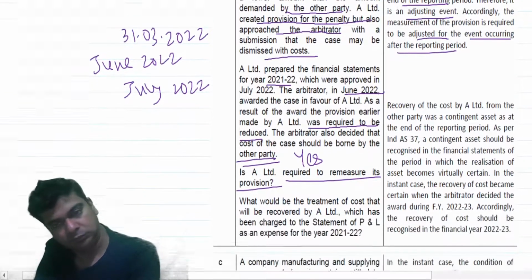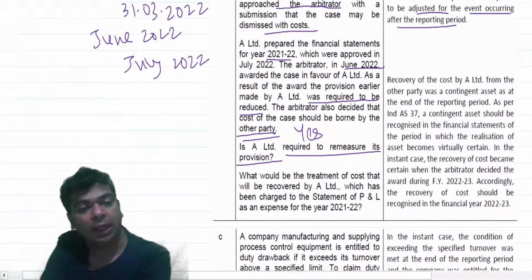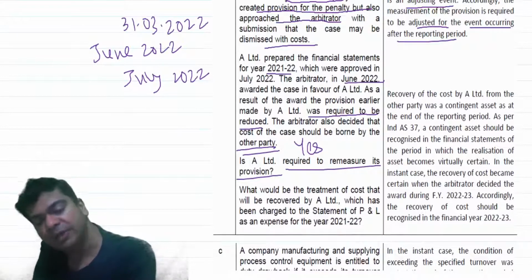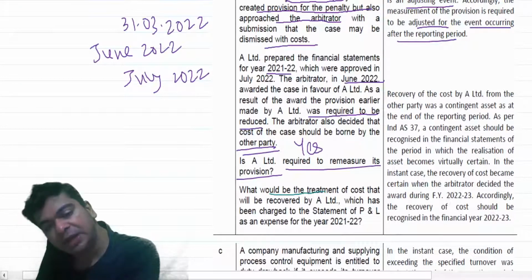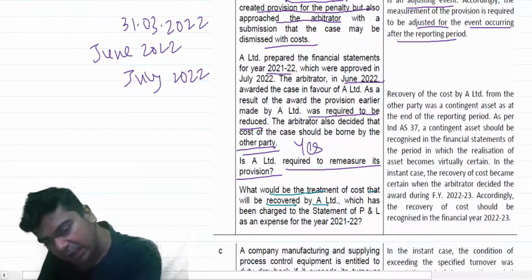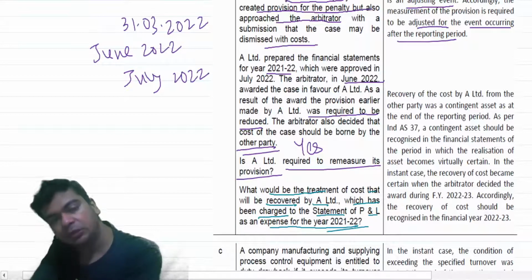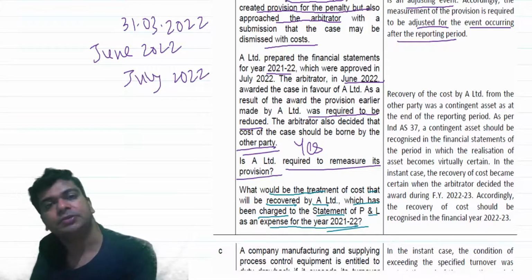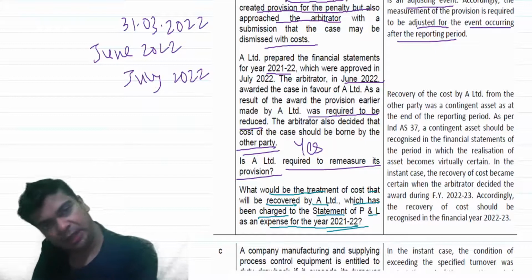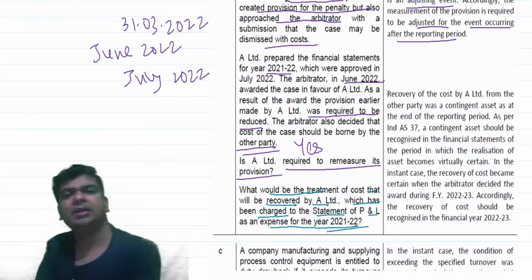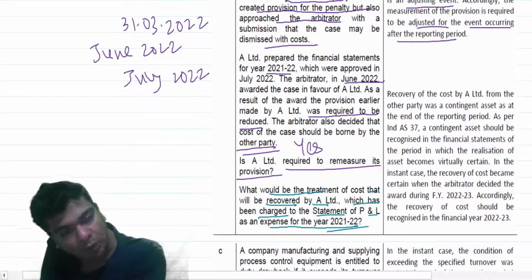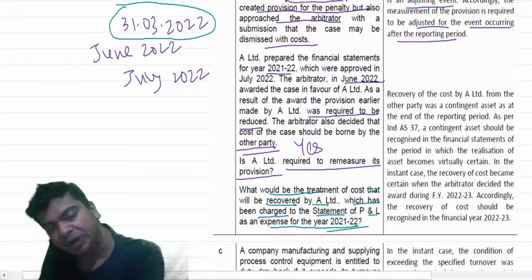Great. But then there's still one more question. This other question is with respect to what about the cost that we are going to recover from the other party? They say, what would be the treatment of cost that will be recovered by A Limited, which has been charged to the statement of profit and loss as an expense for the year 2021-22? See, I must be incurring legal expenses. So I might be paying the lawyer's fees. That must be getting debited. A lot of documentation is required to be done. That is another expense that I'm incurring. All these expenses have got debited to the profit and loss account for the year ended 31st March 2022.